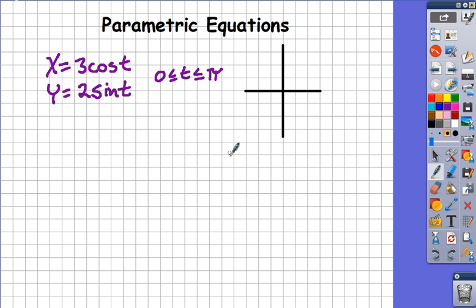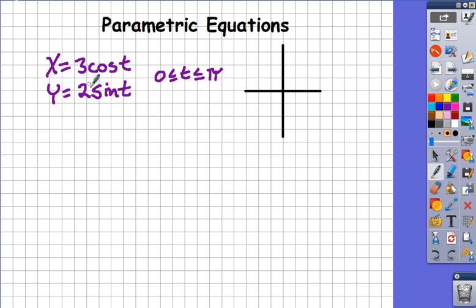Okay, next what we're going to do is eliminate the parameter, but we're going to realize that's not always possible or necessarily easy. Sometimes we need to use trigonometry and trigonometric identities. Of course, that's what we're doing in this class.